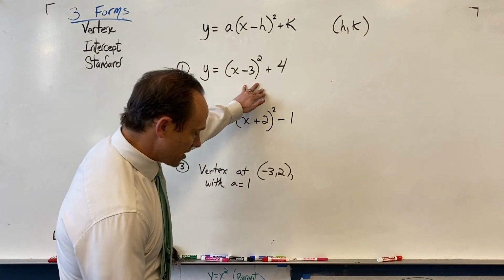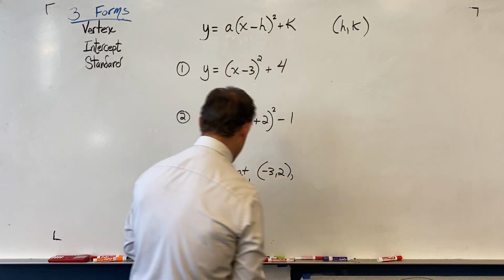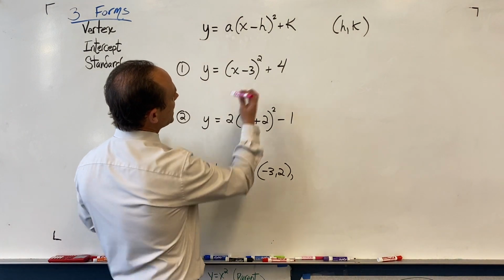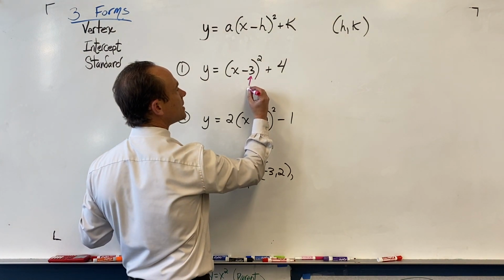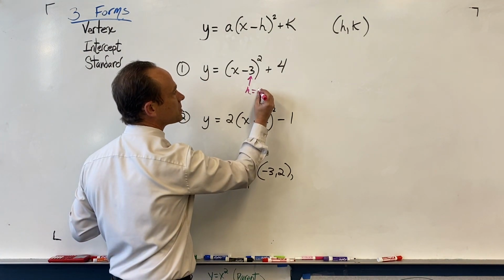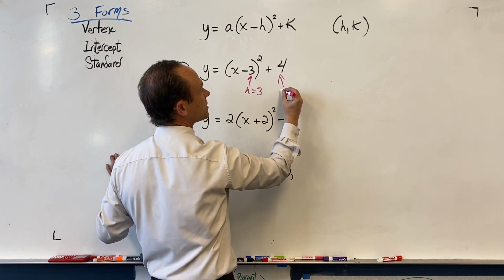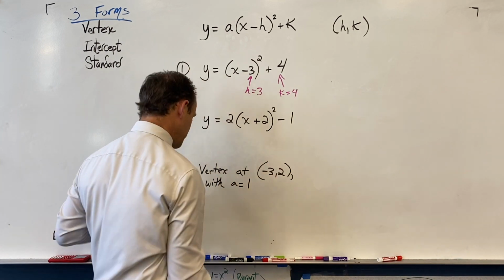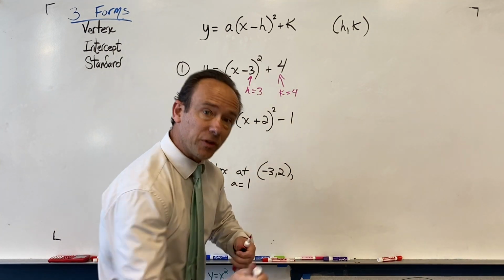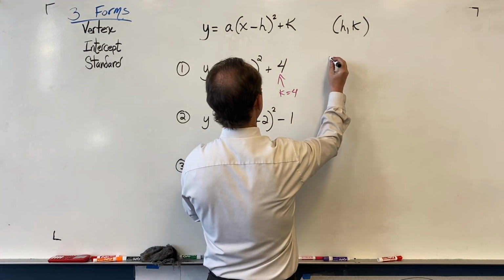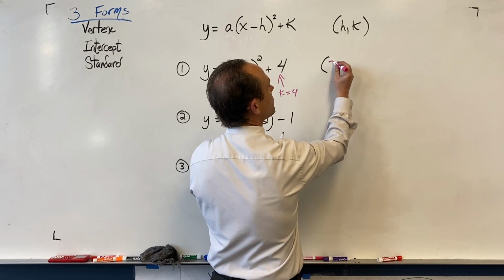All right, so here, the h value, and I'll switch to pink here. h must be 3. It's going to be 3 because it's subtracting h, subtract 3. The k value has got to be 4. So therefore, our vertex is going to be located at (3, 4).